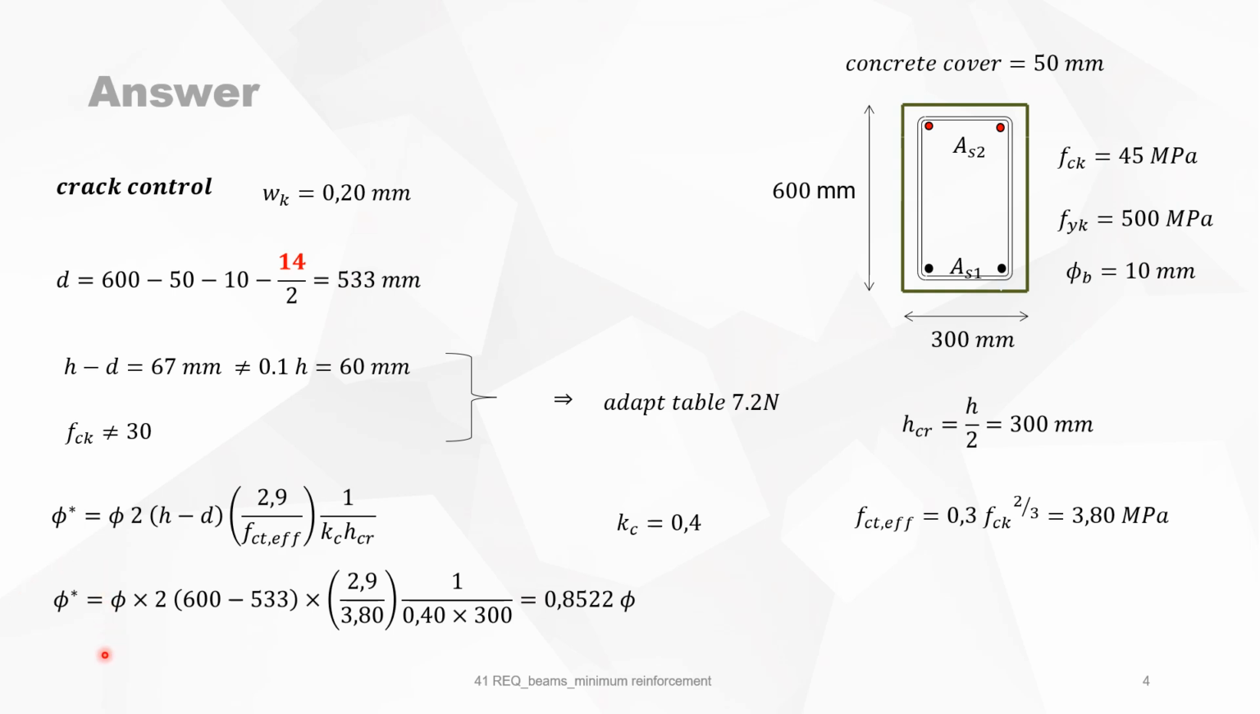So we can calculate then phi star, and it's equal to 0.85 times the diameter phi. So the diameter that we use in the reinforcement must be multiplied by this coefficient to have an equivalent diameter that we will use in the table 7.2N. Again, we assume diameter 14 millimeter. With this diameter 14, we have phi star equal to 12 millimeter.